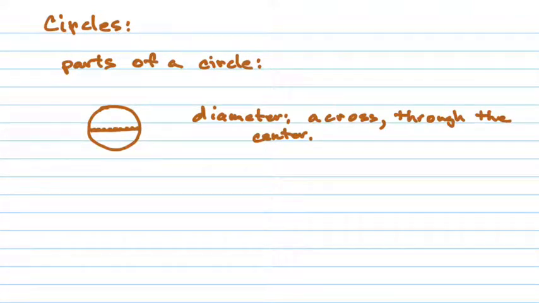Then there's another one. What if I go from the center and I just go across halfway? What's that called? That's called the radius. Good. The radius is half the diameter.